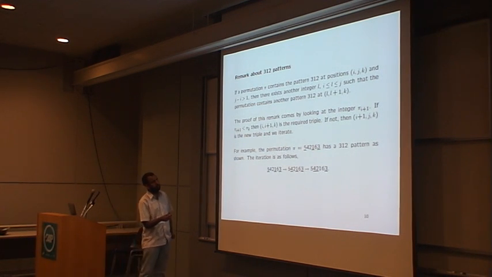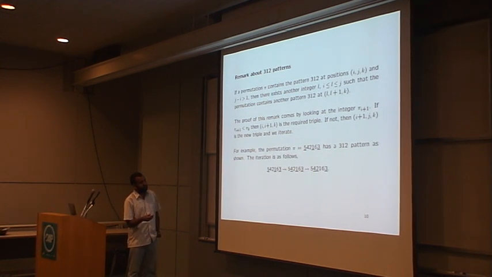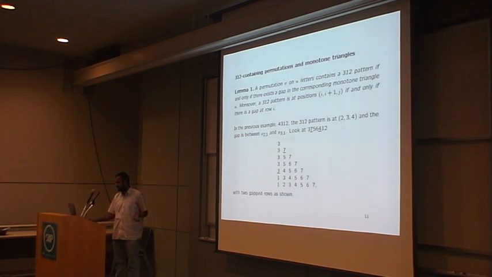So in this example, 5, 4, 2, 1, 6, 3, which is a permutation of order 6, it has a 312 pattern as I showed here, 5, 1, and 3. But I look at i plus 1, which is 4 here, and 4 is greater than 3, so 4, 1, 3 is the new pattern. And then I look at 2, but 2 is now less than 3, so 4, 2, 3 is that pattern. Okay, so this is just a remark.